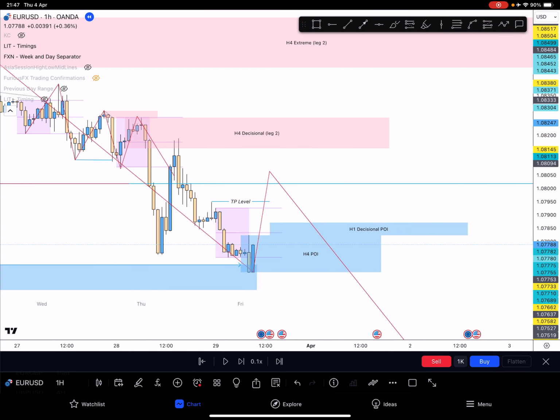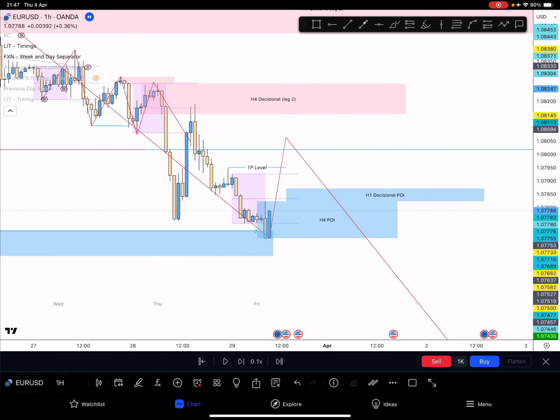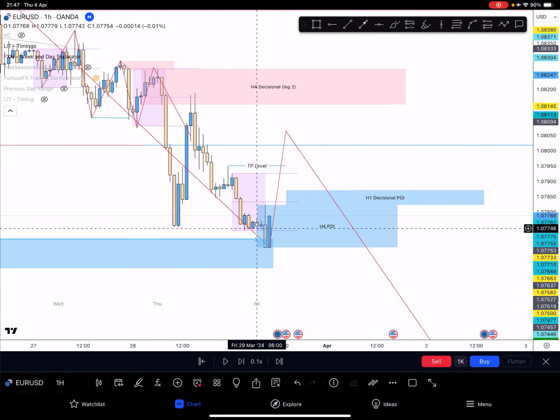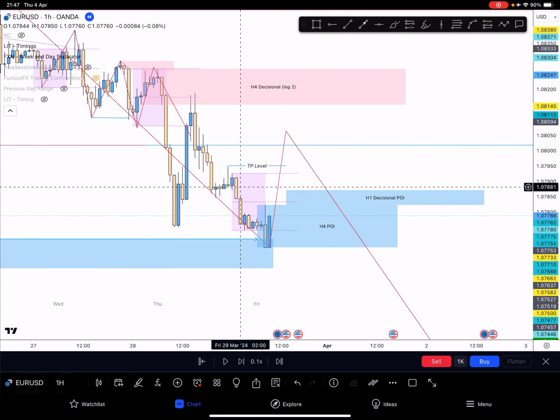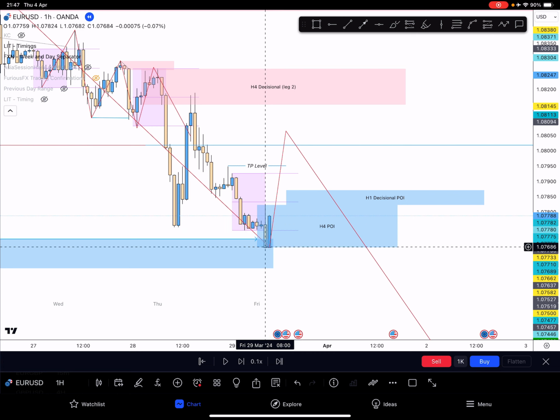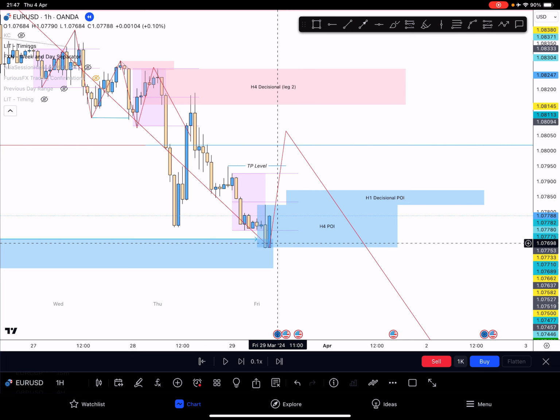Now, understanding that this is Friday, we've entered this zone on Friday. What is happening? Look, Asia, we're taking out Asia low on a higher time frame point of interest. When you see this, what do?